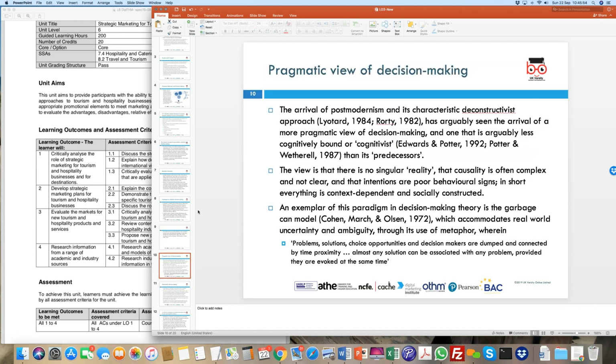Right. The next theory talks about a pragmatic view of the decision-making process, and this tends to be more or less a postmodernism theory, which came about in the 1980s, and there was a lot of research done up until the 1990s. And here, the view is that there is no singular reality. That means there is no single piece of information which allows you to make all the decisions. So sometimes, as we talked about with context, you have to look at a lot of variables going into decision making.